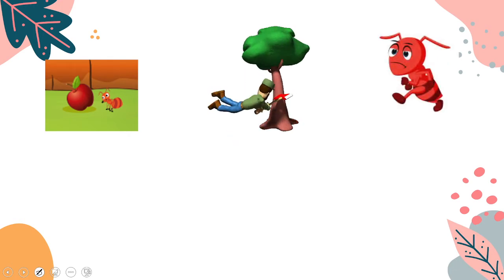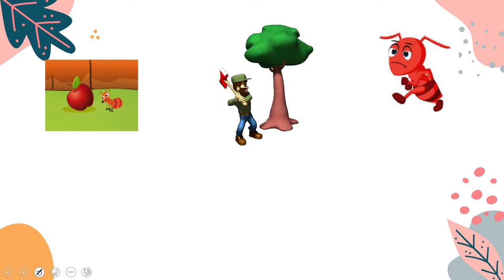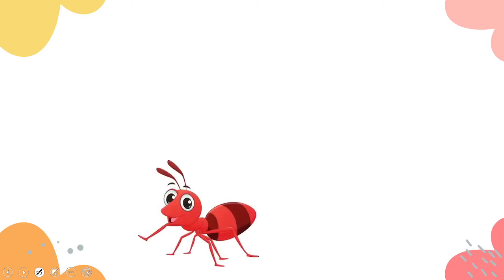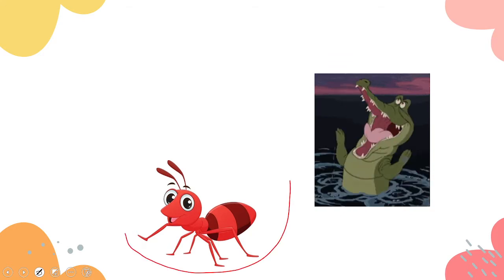The ant became really sad to see this. So she decided to stop this. But how? She saw an alligator in the lake and asked him to help. The alligator attacked the man and that man got so scared that he dropped his axe then and there and ran away. And after that, the ant and the alligator became really happy because they saved the apple tree.